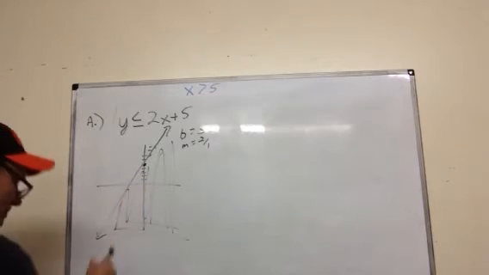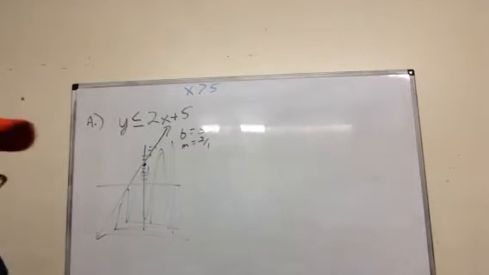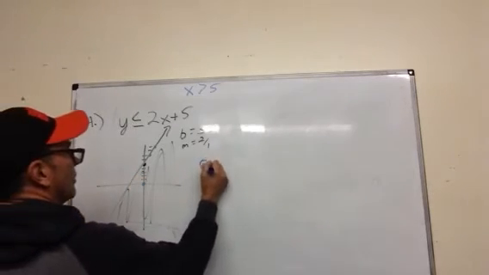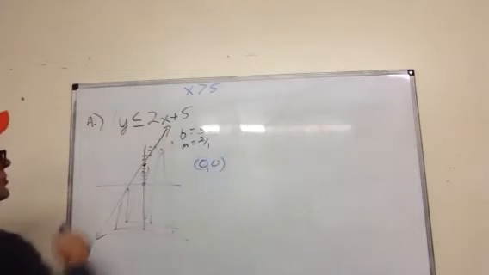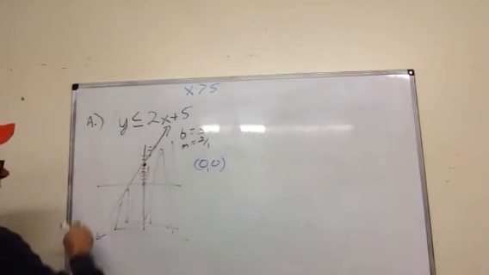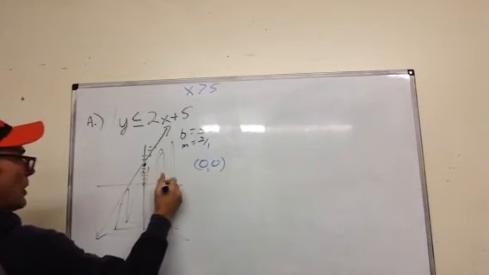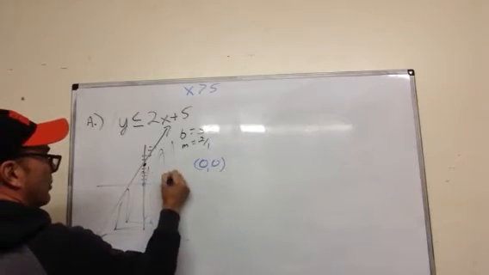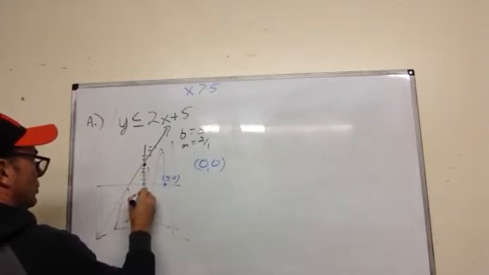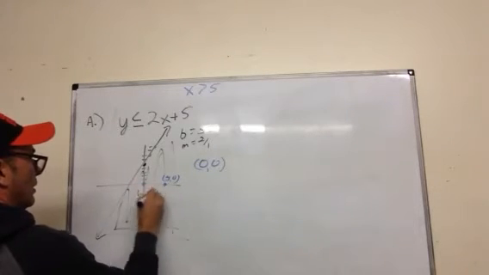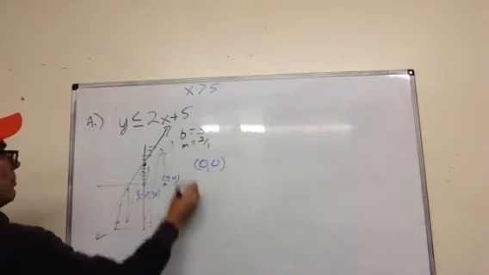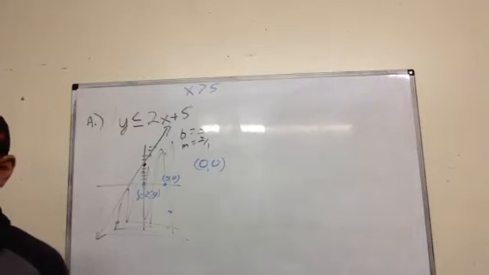So if I pick the origin right here, this point is (0, 0). I know this will make it true. Is 0 less than or equal to 5? Yes. This point here, maybe this is (5, 0). This works. This point here, maybe this is (-2, -4). That works. The point here works. The point here works. All these different points are possible solutions.